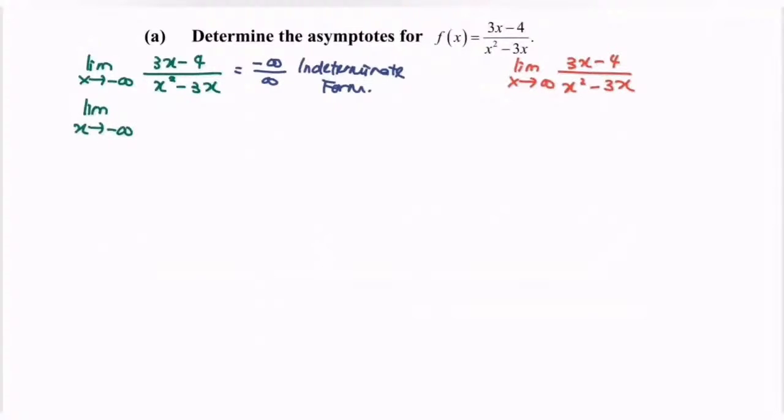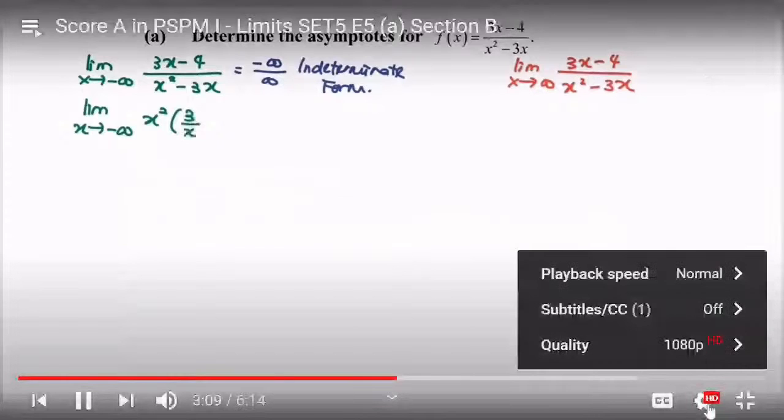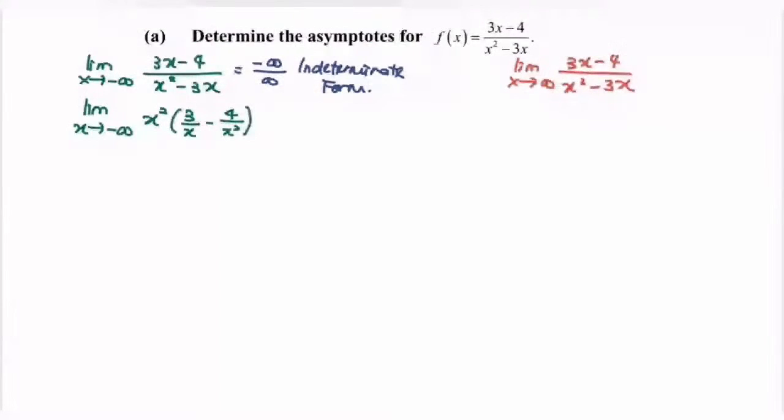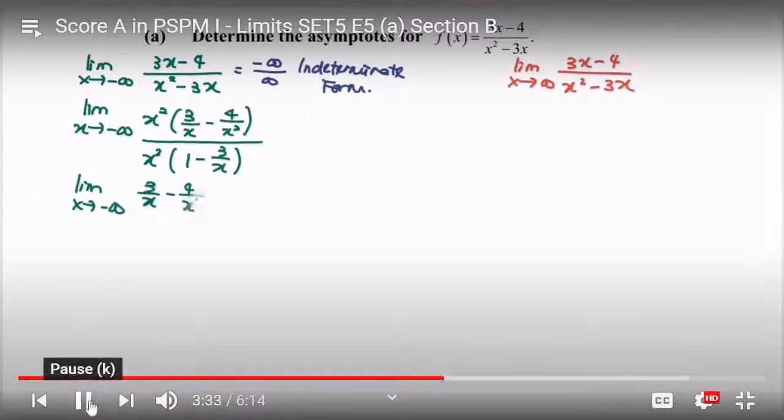So meaning that we have x squared bracket, 3 over x minus 4 over x squared, over x squared bracket, we have 1 minus 3 over x. So simplify the situation, limit when x approaching negative infinity, we will have 3 over x minus 4 over x squared.